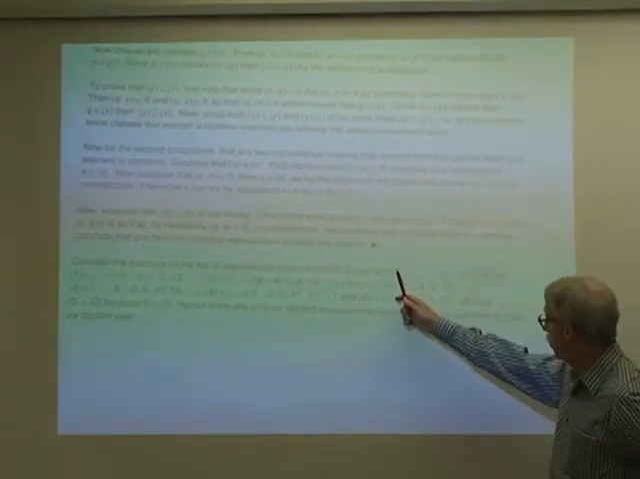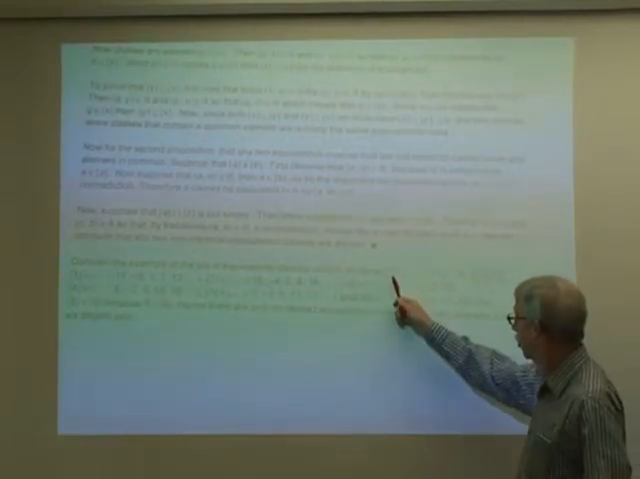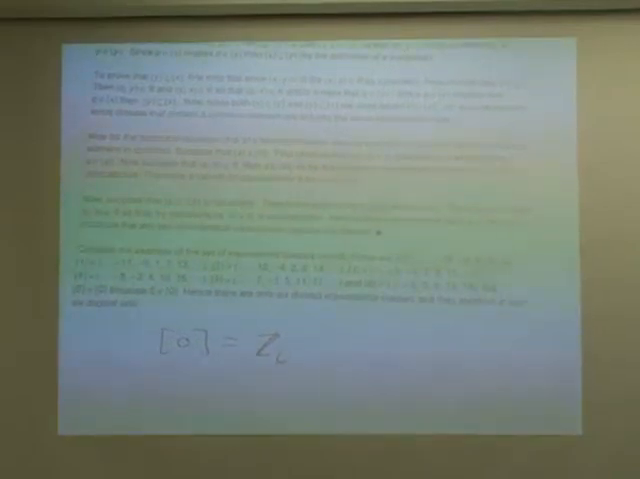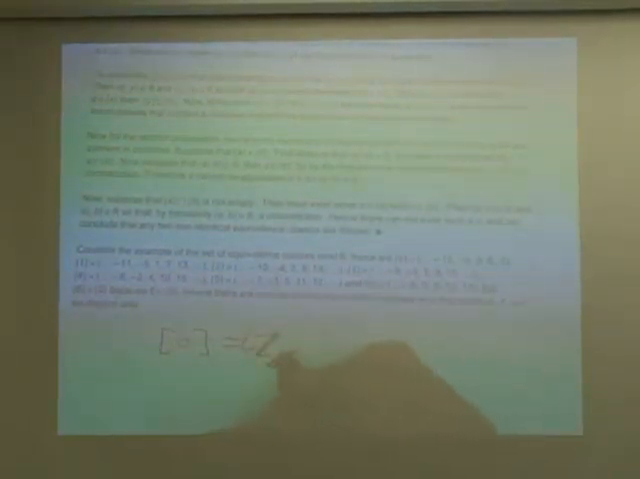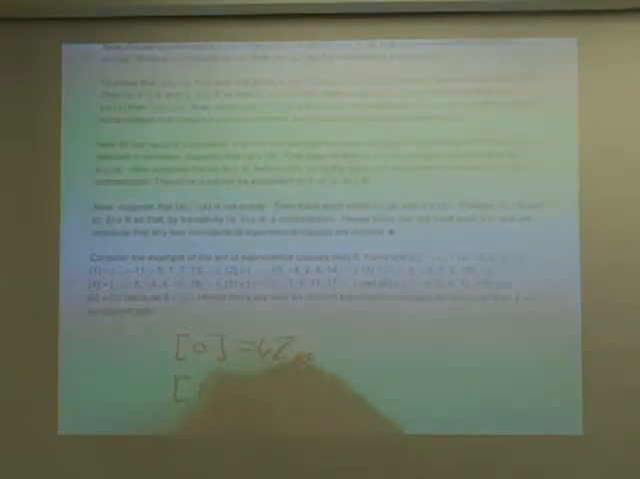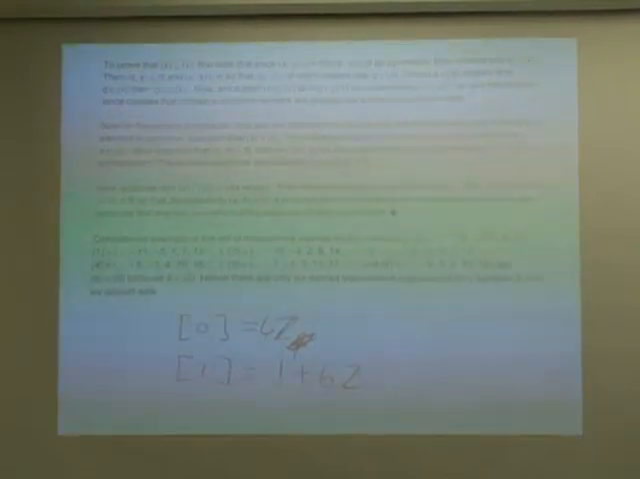Consider the set of equivalence classes mod 6. 0 is equivalent to all those numbers. Essentially, the equivalence class of 0 is 6Z, right? The equivalence class of 1 is just shifted over by 1. So what's another way to write the equivalence class of 1? 1 plus 6Z is the standard way. This is a coset, right?